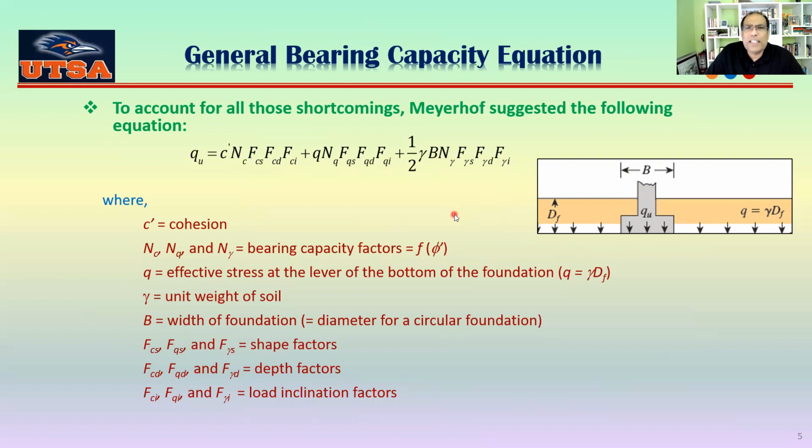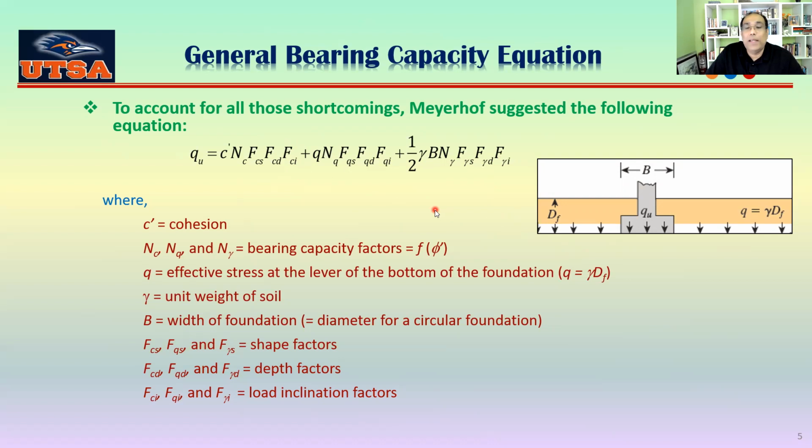He just added some factors here, like Fcs, Fqs, F gamma s. These are the shape factors, so this will change as the footing size changes. Similarly, he added Fcd, Fqd, and F gamma d, which we call depth factors. This also changes with the depth of the foundation, as well as the phi, the friction angle of the soil.